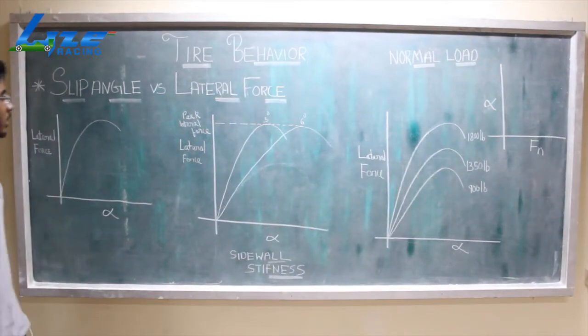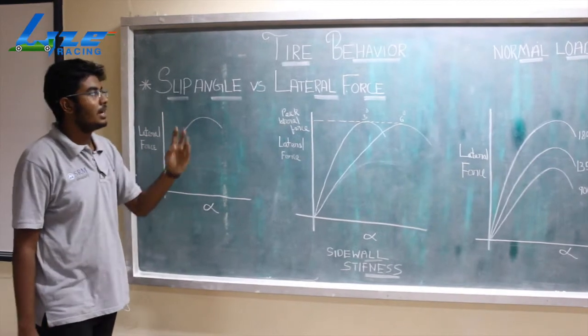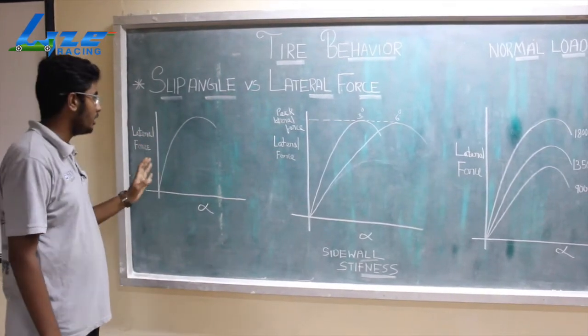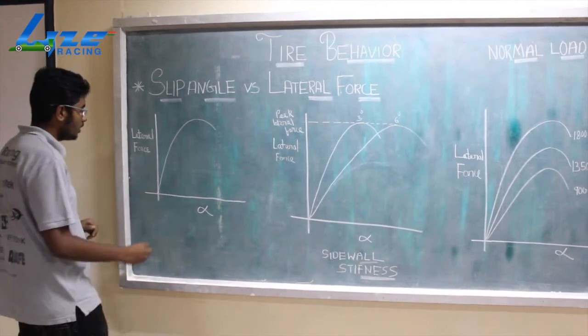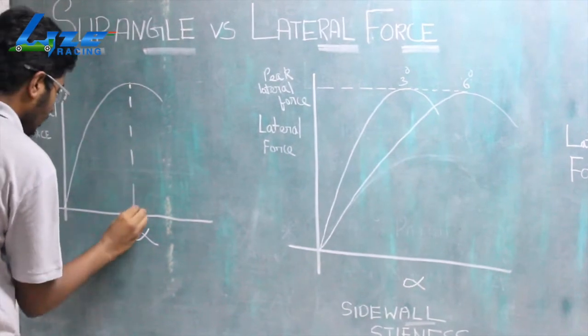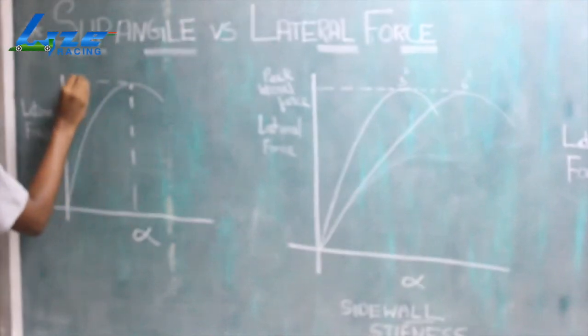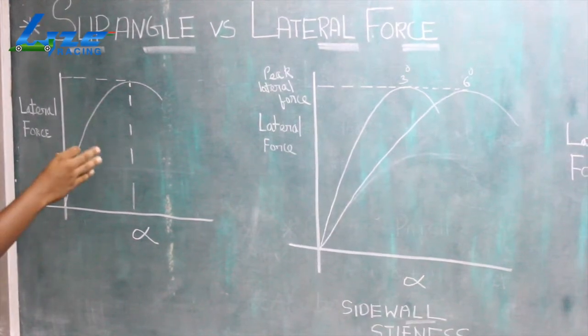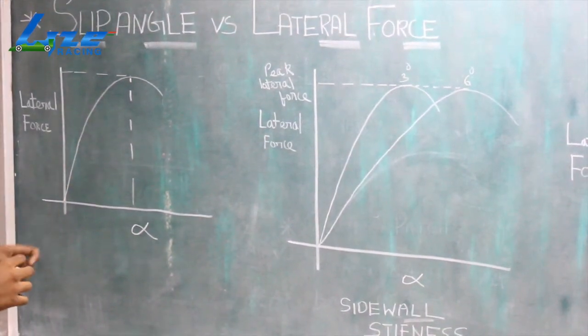One of the most important graphs in slip angle is this lateral force graph. For tyre behavior, this is one of the most important things we should notice. Here we see for a particular slip angle, we have a particular peak load. This peak load is what we need to optimize to get the desired tyre behavior.